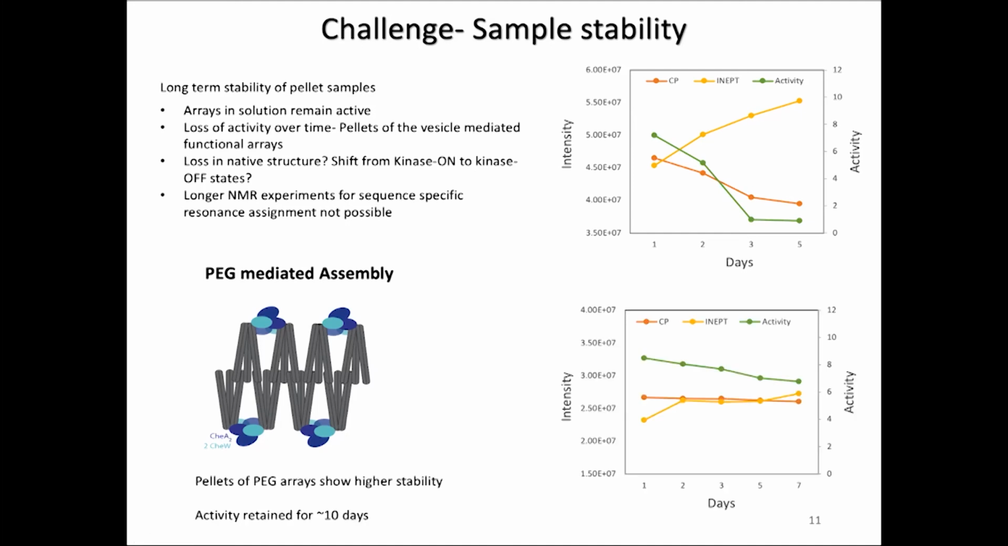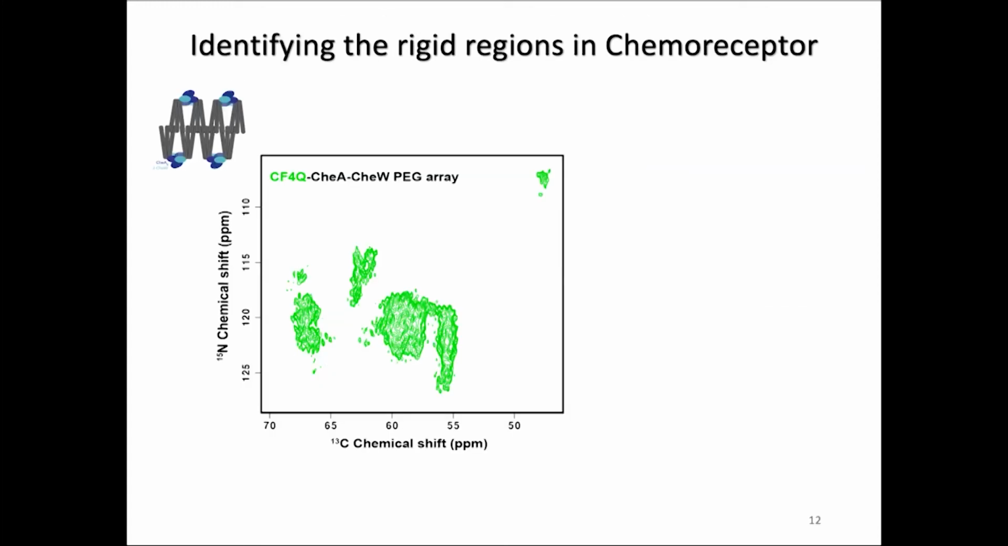Now, these samples are actually working out really great for us. As you can see, even after 7 days, we still retain 90% of the activity of the receptor. The CP signal is very stable, and there is just a minor fluctuation in INEPT signal, and we don't think it should matter too much to us when we do longer experiments. So we are already in the process of working out this sample, and this is fresh out of the oven data. We have already started some experiments with it, and it is looking really good for us.